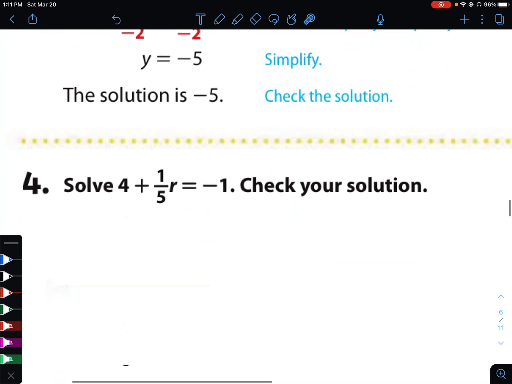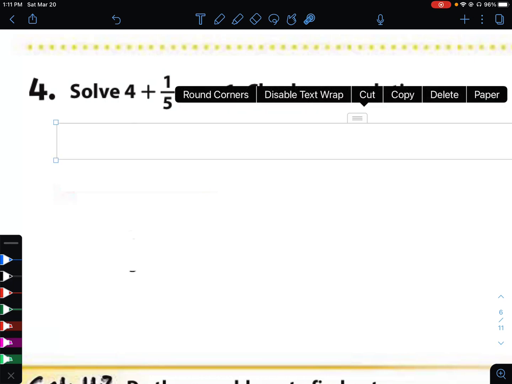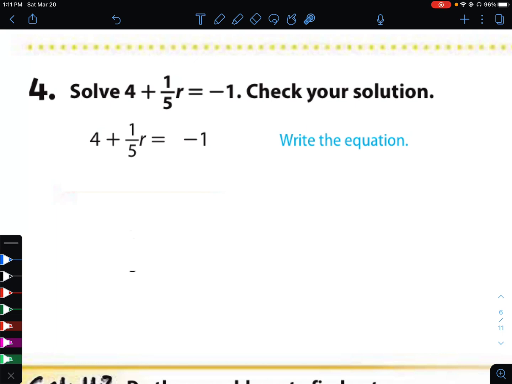Okay, example number 4, we have rational coefficients this time. We want to solve 4 plus 1/5 r equals negative 1. And again, we want to check our solution. First things first, in example number 4, we copy the problem down. So we copy exactly what you have here, 4 plus 1/5 r equals negative 1.